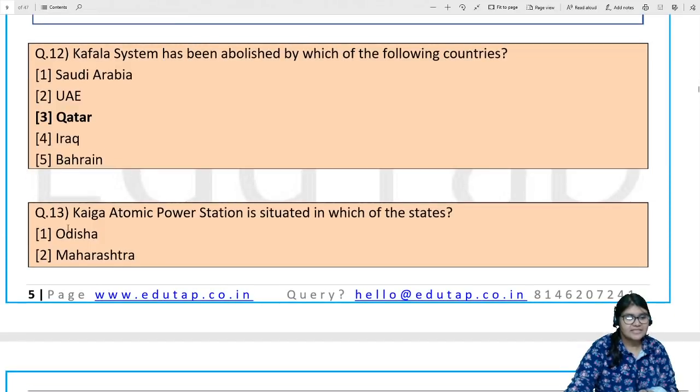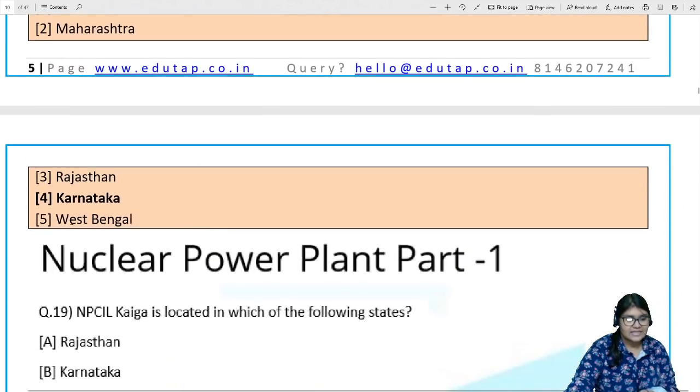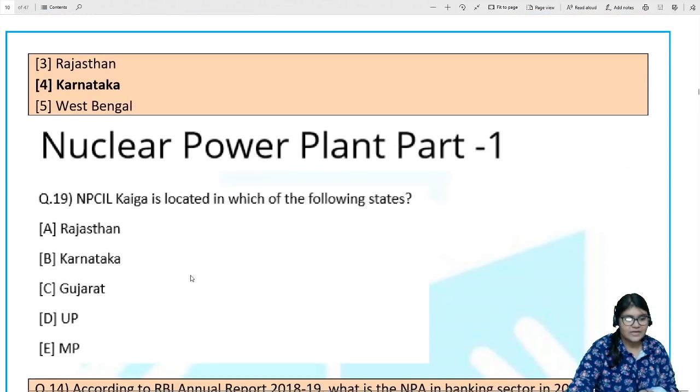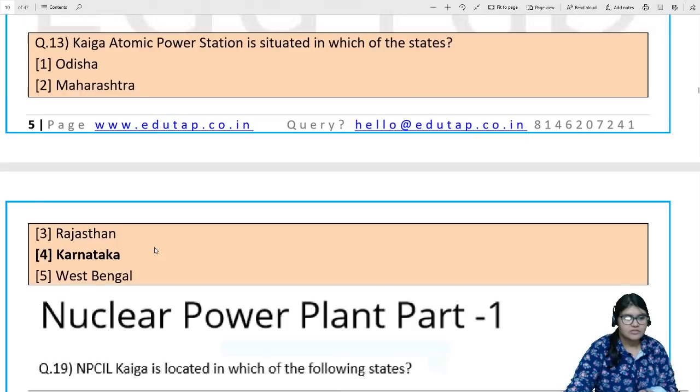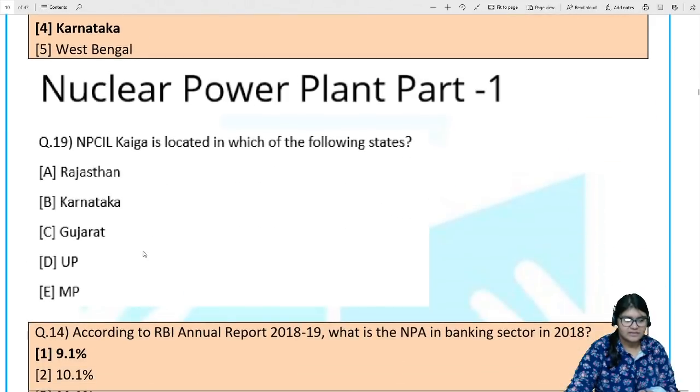Okay. Next, Kaiga Atomic Power Station is situated in which of the following states? The answer is Karnataka. So we have covered this in our static GK questions that we have provided in the lesson Nuclear Power Plant Part 1. So here you can see NPCIL Kaiga is located in which of the following states, right? So Karnataka is the correct answer.